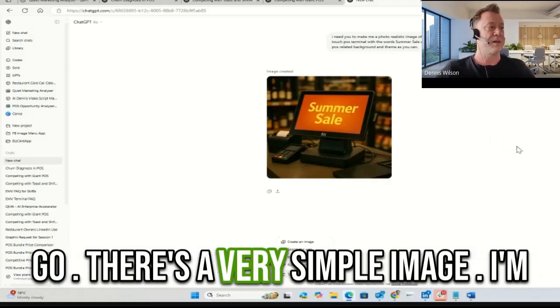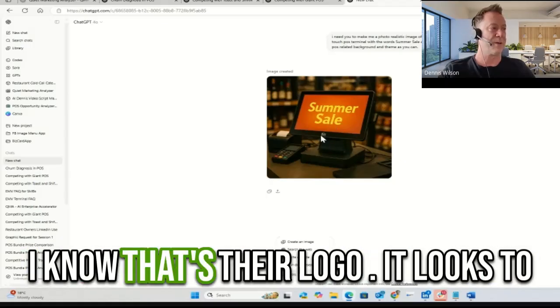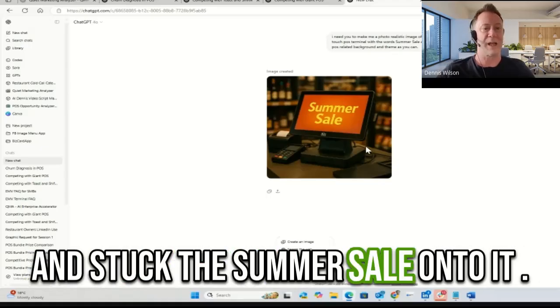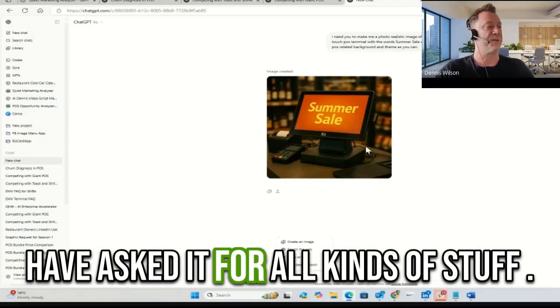So there you go. There's a very simple image. I'm not familiar enough with Elo Touch to know if that looks like them, but I know that's their logo. It looks to me like it grabbed a stock image of it and stuck the summer sale onto it. And that's all I asked it for. I could have asked it for people. I could have asked it for all kinds of stuff.